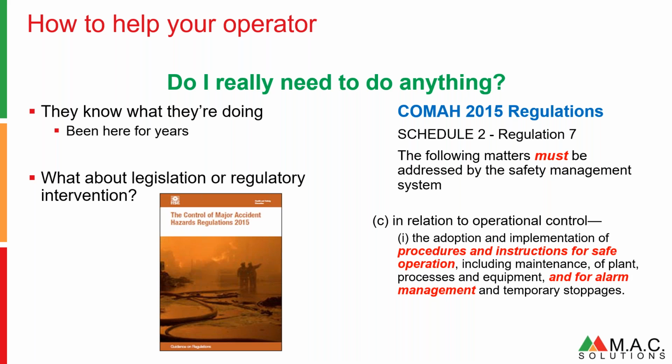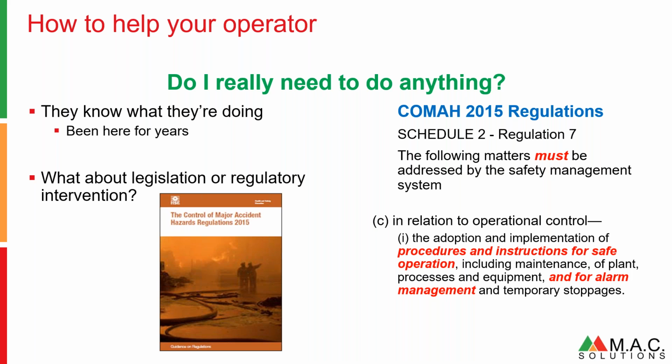Procedures and instructions for safe operation I've highlighted in red. So you've got to make sure you've got procedures there so that your operators can operate your plant safely. That's important. And I've highlighted 4 words: and for alarm management. Those words were added to the COMAH regulations, to the Seveso regulations. Paragraph C1 was there originally, but the words and for alarm management were added in 2015.